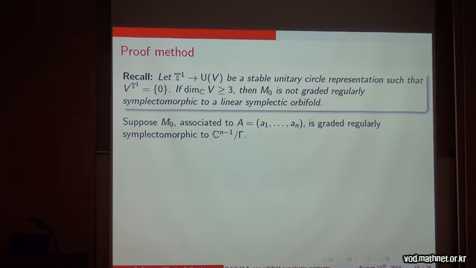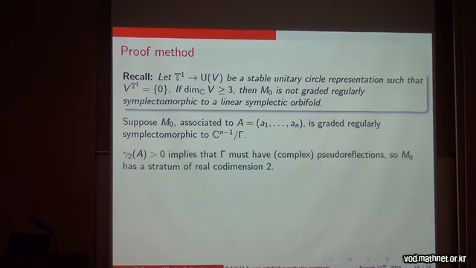The way this proof works is you assume that you have a symplectic quotient that's graded regularly symplectomorphic to an orbifold. Then you can show from the formulas for gamma 2 for a symplectic quotient that gamma 2 is greater than 0, which means that for the orbifold, gamma 2 must be greater than 0. Remember, this was associated to pseudoreflections. That means there must be a pseudoreflection in the orbifold we're talking about. So this orbifold has to have a real codimension 2 stratum, since it's a complex pseudoreflection.